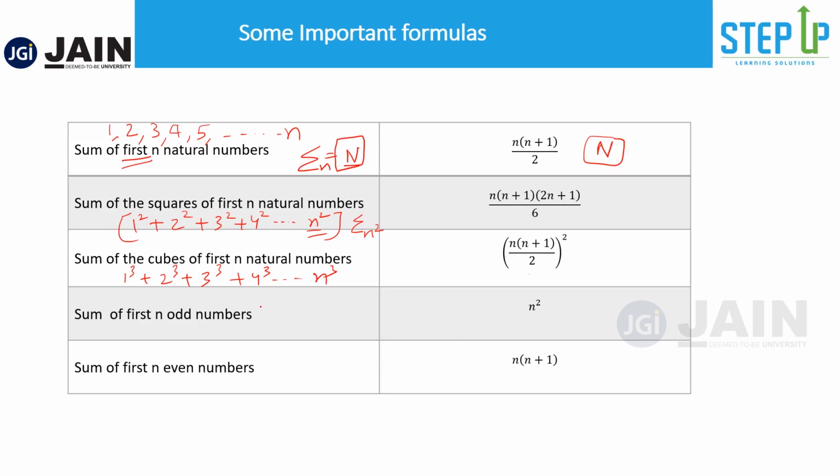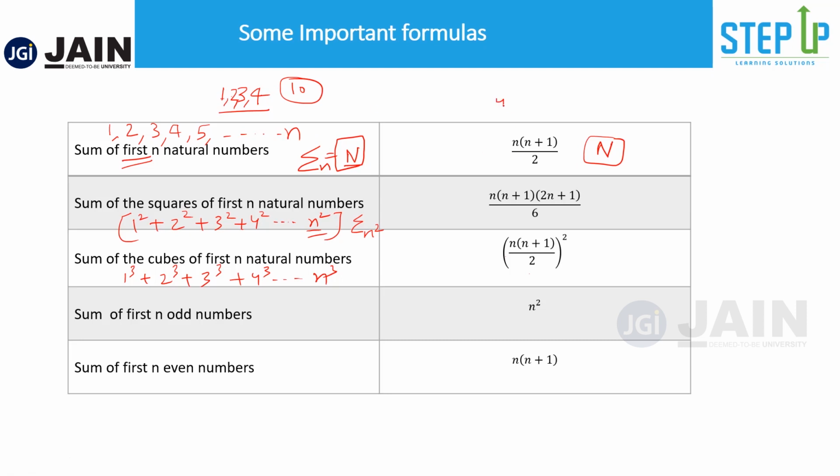You can validate any of those formulas and you will get the same answer. For example, take the sum of the first n natural numbers, and let's take the first 4 examples: 1, 2, 3, 4. If we do the manual calculation, 4 plus 3 is 7, plus 3 is 10. That means 10 is the sum.